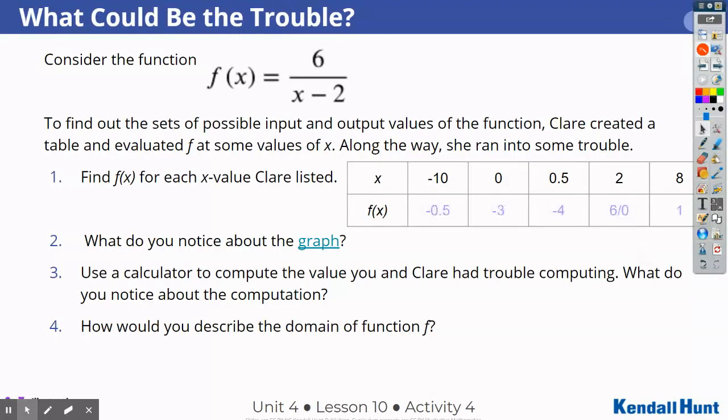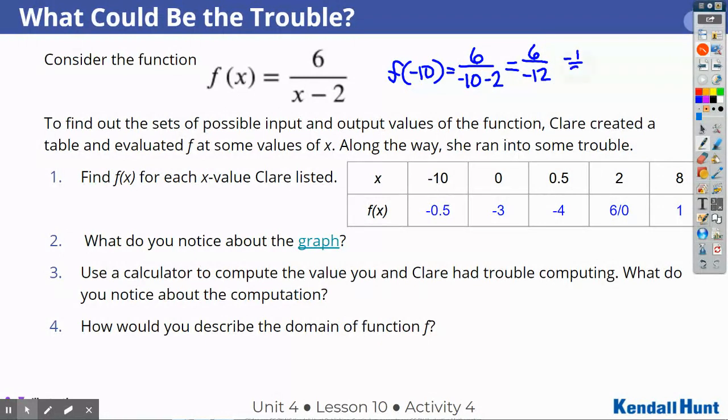Okay. Hopefully you got these values. So if you were unsure or you didn't get those correct, when we're evaluating the function at -10, we're just going to rewrite it and replace x with -10. So you have 6 divided by -10 minus 2. Well, can't do anything on top. -10 minus 2 is -12, and you simplify that to -1/2. Okay. So that's what you should have done on all of those.